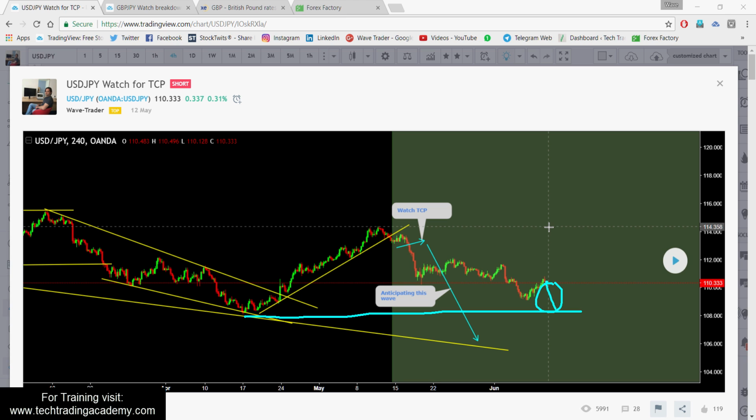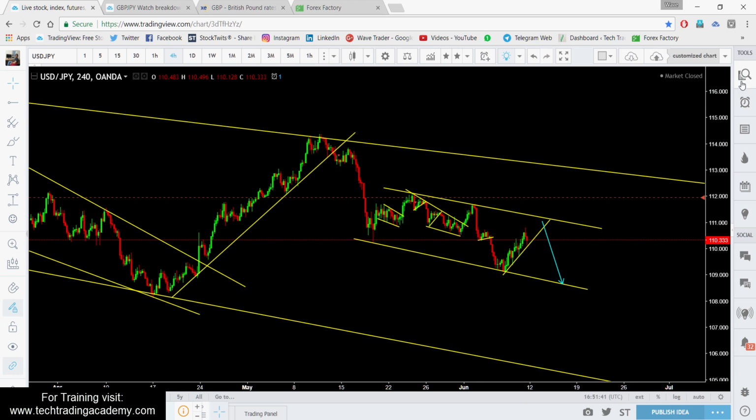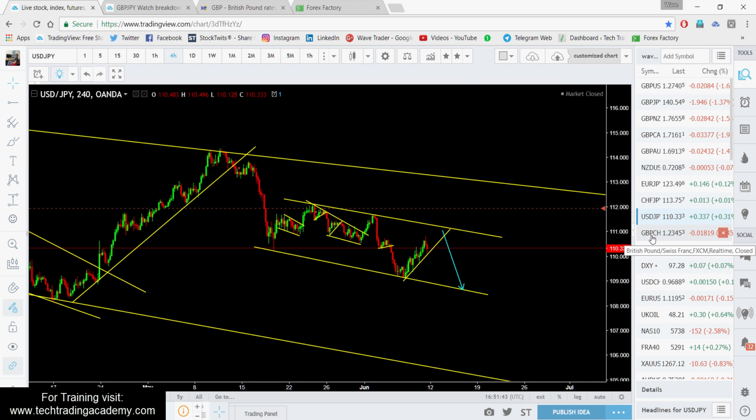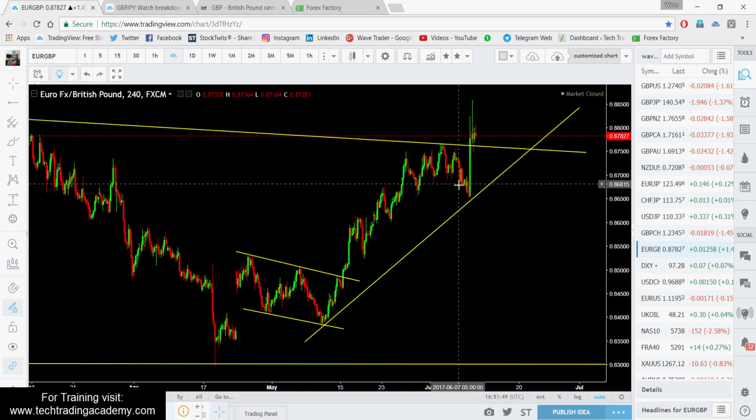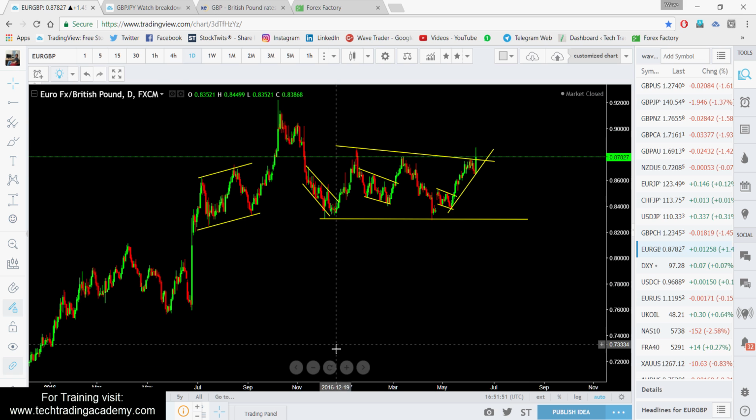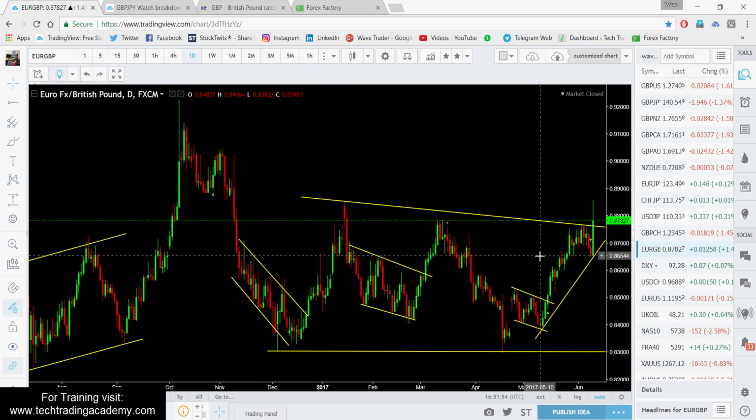The potential is there on other pairs like New Zealand dollar and pound pairs, or euro yen. So once that news event passes, then we're gonna look at this pair. Pound chief and euro pound are not ready to do anything at the moment. Euro pound, I was neutral on that pair, so not ready to do anything at the moment.